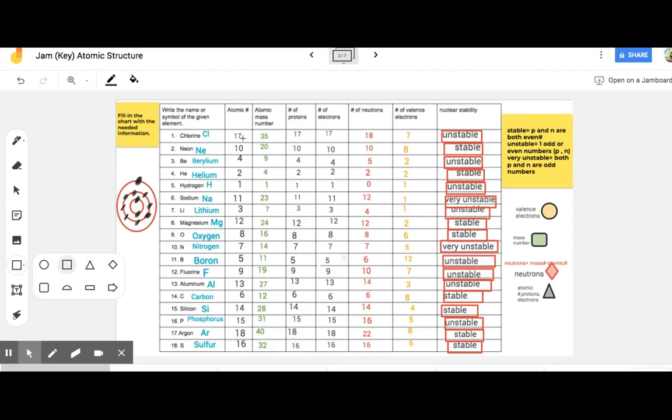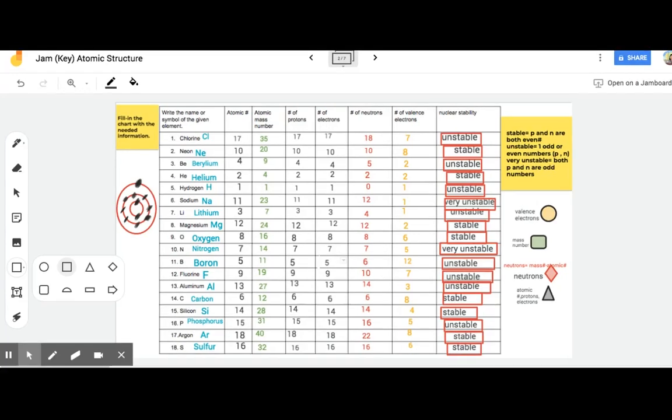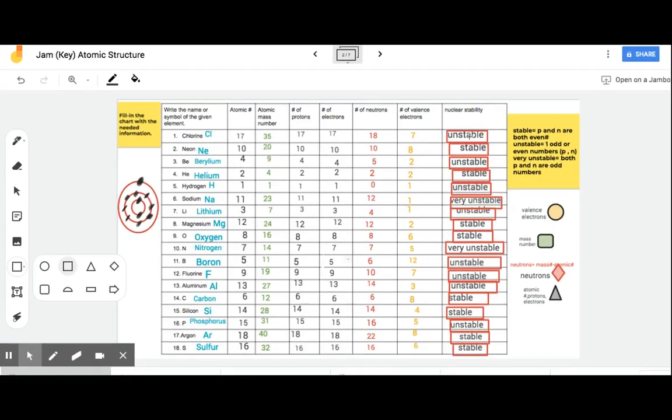The atomic number of chlorine is 17. The number of protons is understood as also 17. The atomic mass number is 35. To get the number of neutrons, you subtract 35 by 17. So 35 minus 17 is 18. So 18 is an even number and proton is 17. Therefore, this element is unstable.